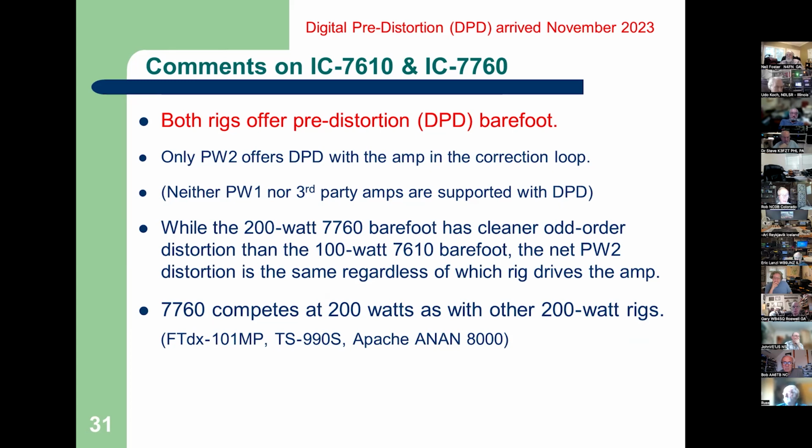I think the 200 watt rigs are really popular in Japan because there's a 200 watt license. So the 7610, 200 watts, the FTDX 101MP, the TS990S, and the Apache Anna 8000, which is out of production.